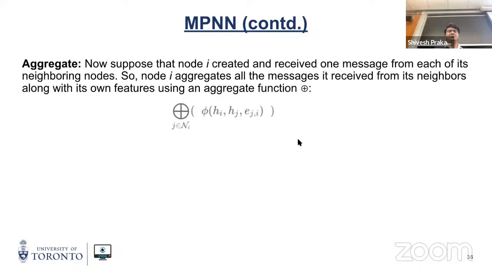Okay, so now suppose that node i created and received one message from each of its neighboring nodes. So node i aggregates all the messages it received from its neighbors, along with its own features, using an aggregate function. Here we iterate over the set of all node i's neighbors. And this is the message function, wherein node i received all the messages from its neighbors and also created the messages.